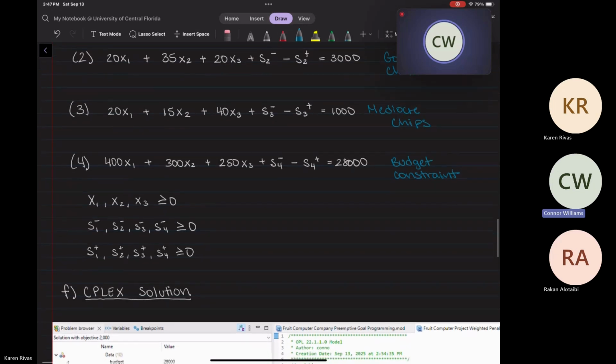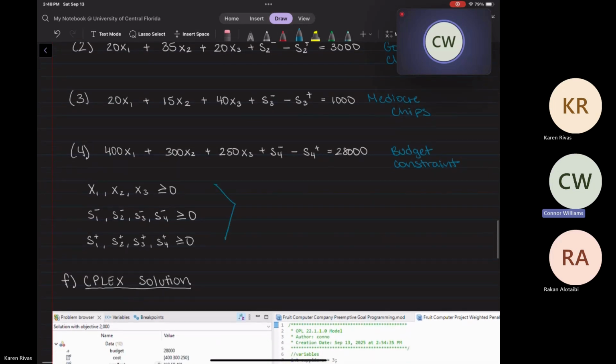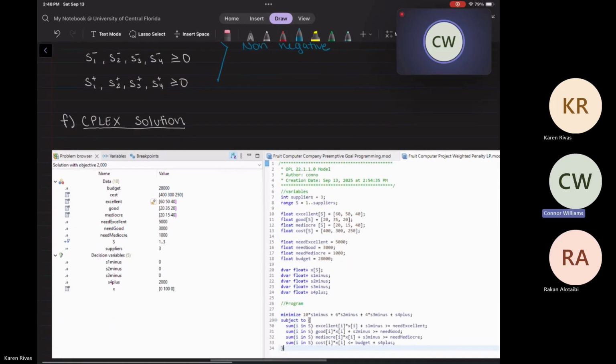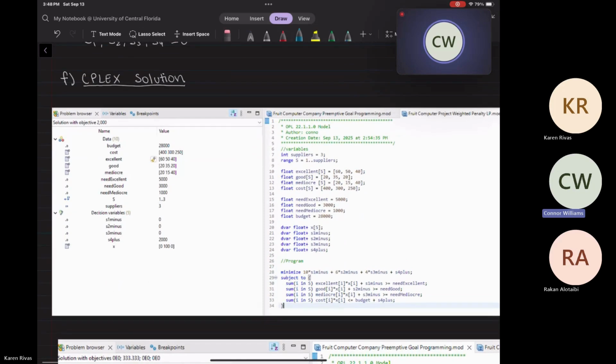With our non-negativity constraints being x1, x2, and x3 greater than or equal to 0. S1 minus, S2 minus, S3 minus, and S4 minus greater than or equal to 0. And then S1 plus, S2 plus, S3 plus, and S4 plus greater than or equal to 0. We ended up plugging into CFlex to find our solution.